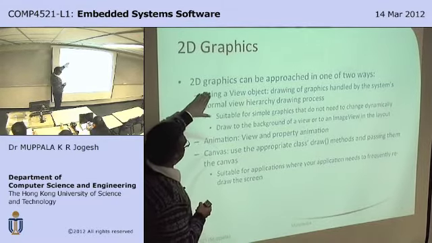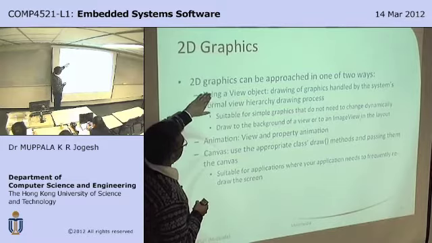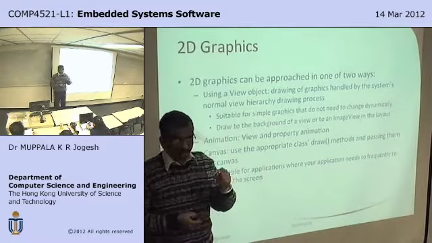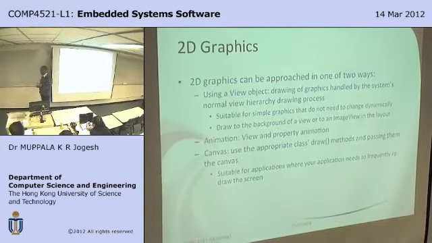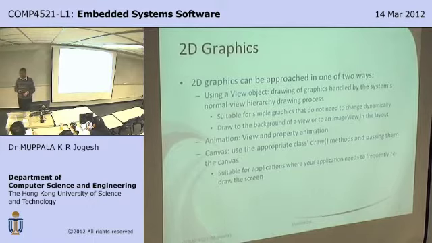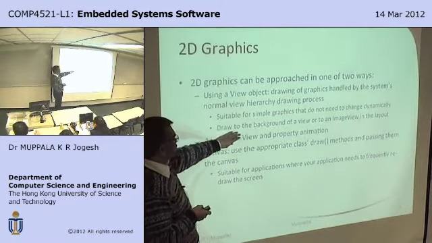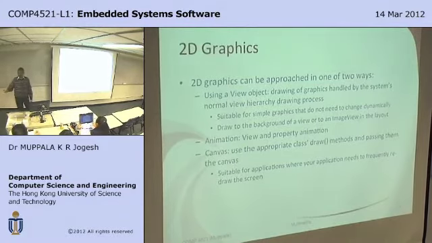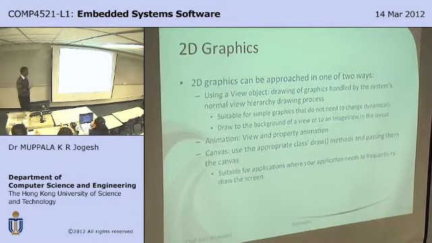Now, simple things can be done directly for 2D graphics. You can approach it using something called the view object. You all have seen the use of view objects within Android, things like text view, image view, and other things. You can directly manipulate certain features and properties of those view objects in order to create things, as I will show you with some examples. You can do animations, things like view animation and property animation, which also I will show you some examples to illustrate what I mean by this.